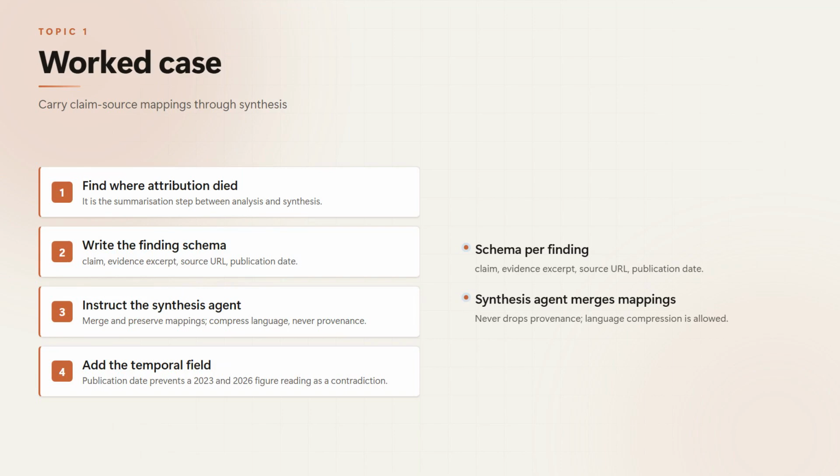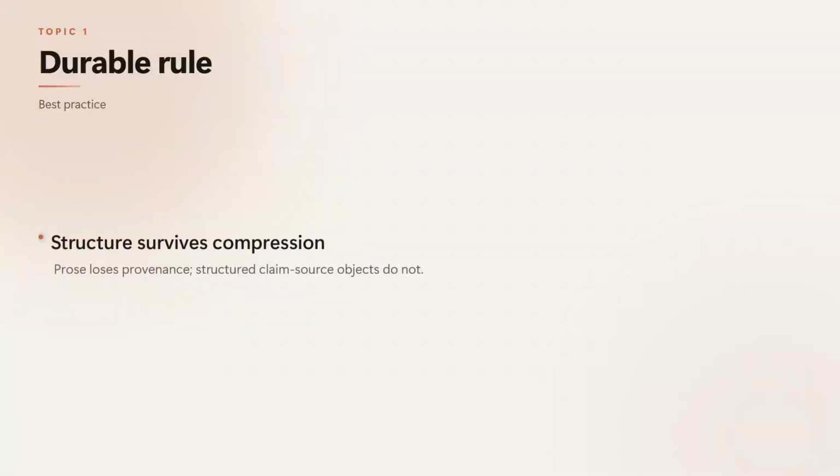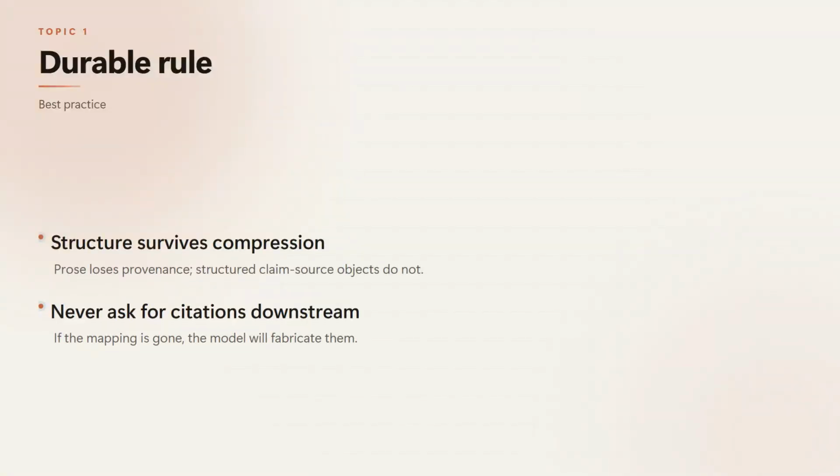The date field is critical. Without it, a 2023 statistic and a 2026 statistic look like a contradiction. With it, they form a time series. The rest of the cases follow the same pattern. The key is always to identify the compression step and replace prose with structure. The durable rule is, provenance must be carried as structured data through every step where language is compressed.